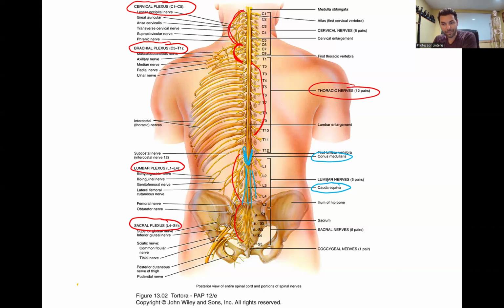So those are two specific structures. On the next couple pictures, I'll show you where they are on some of the pictures that we have that are a little bit more clear, most of them. So big picture, regions of the spinal cord, plexus, and the two structures specifically, conus medullaris and cauda equina. Hopefully that makes sense.